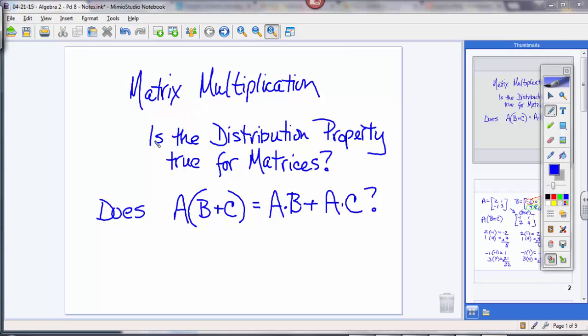Specifically, we're trying to find out if the distributive property is true for matrices. Now we have three separate matrices, matrix A, matrix B, and matrix C. The question is, does A times (B plus C) equal A times B plus A times C? So let's take a look.